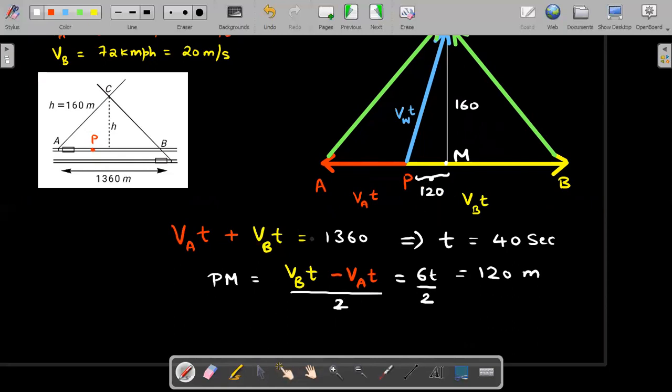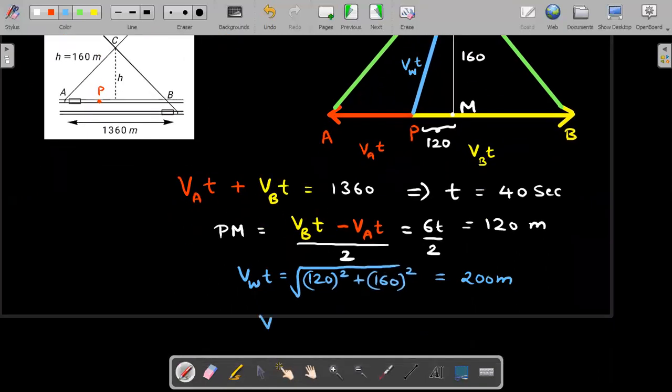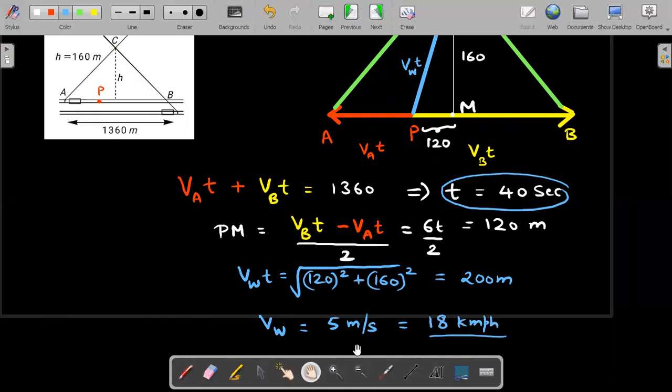So the third side of the triangle, VW into T, would be equal to the square root of 120 whole square plus 160 whole square, which gives you 200 meters. Okay, so what's the value of VW therefore? With T already known as 40 seconds, we would end up getting that VW as 5 meters per second, which is nothing but 18 kmph. Okay, right. So that's the idea.